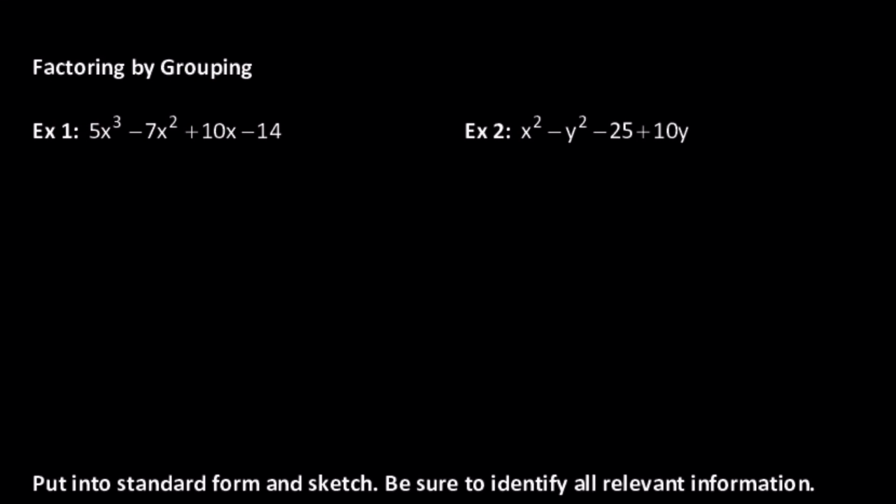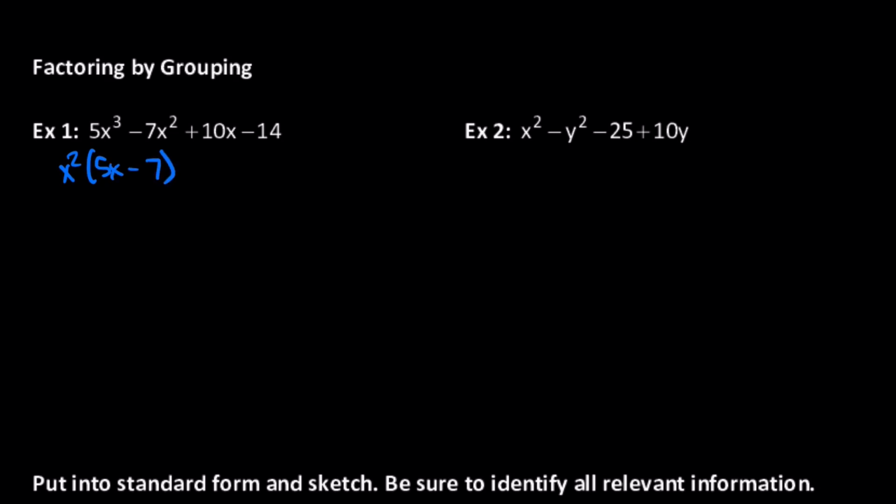Now let's review a little factor by grouping. Example 1, I've got 5x cubed minus 7x squared plus 10x minus 14. Usually the first thing I try and do is group these into 2 sets of binomials, take out a GCF. It doesn't always work, that's the first thing I try. So here I'll take out an x squared. I'm left with 5x minus 7.